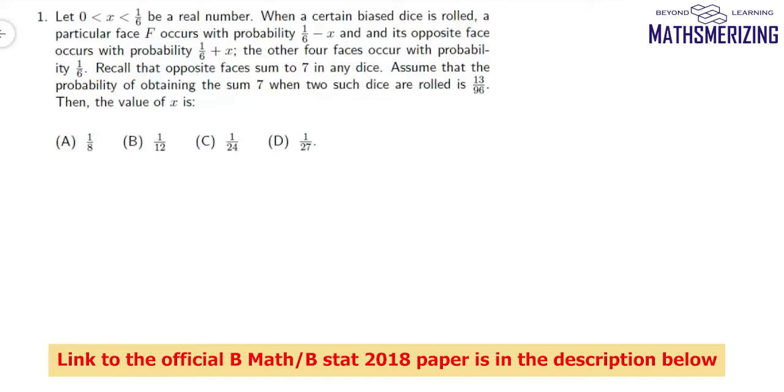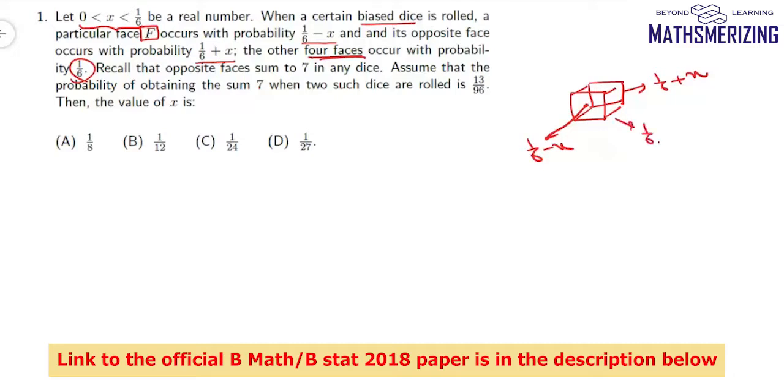And the first question is, let x be a number that lies between 0 and 1 by 6. When a certain biased die is rolled, a particular face f occurs with probability 1 by 6 minus x, and its opposite face occurs with the probability 1 by 6 plus x. So we have this die, where these two opposite faces, one has probability 1 by 6 minus x, and the other has 1 by 6 plus x. And for the remaining four faces, the probability is simply 1 by 6.